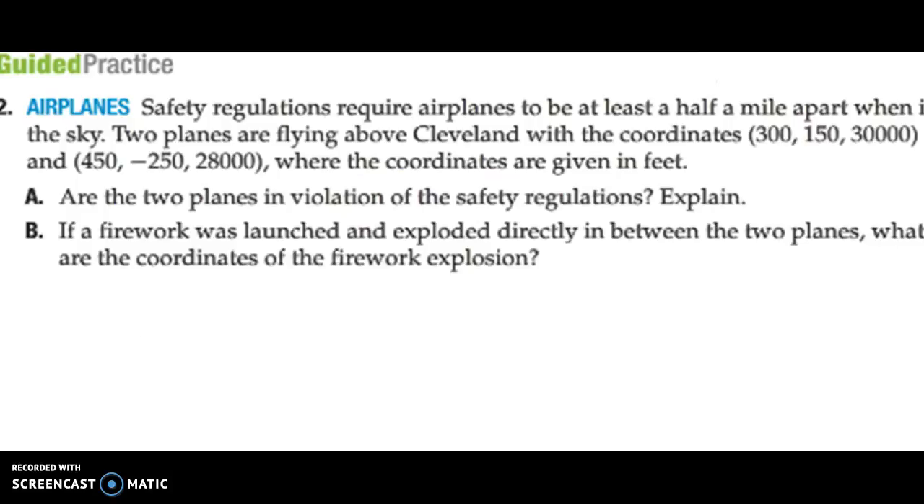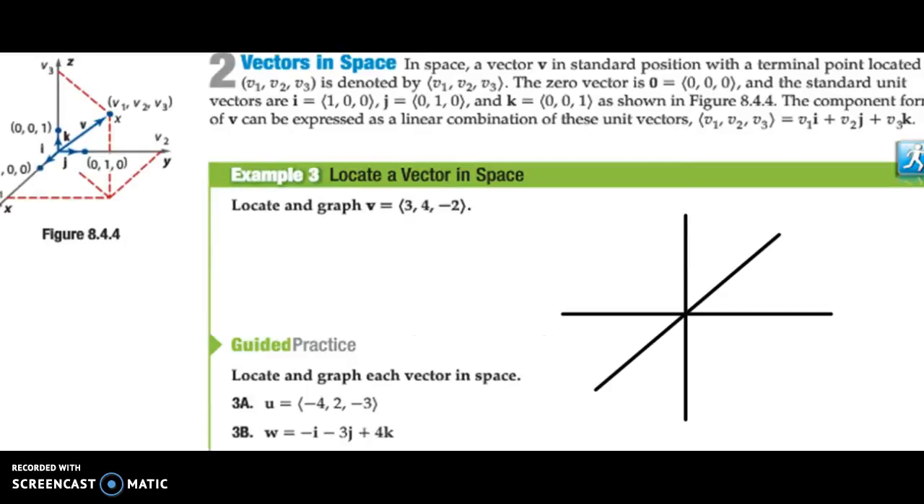Here's a guided practice problem you can try on your own that includes two planes flying above the city of Cleveland. Now we learned how to graph ordered triples so that we can apply them to vectors. So example C3 says to find the vector v that has the coordinates 3, 4, negative 2. So just like we did before, I can plot my vector in 3 dimensions similarly to how we did it in 2 dimensions, just like how we did it plotting points.